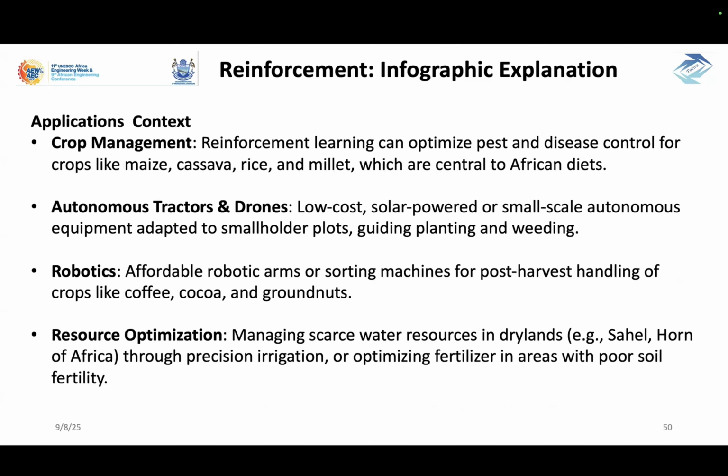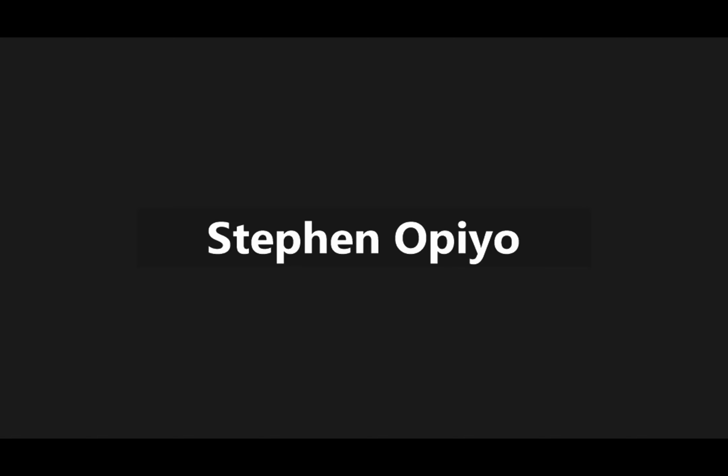So what are the applications? Crop management: reinforcement learning can optimize pest and disease control for crops like maize, cassava, rice, and so forth. Autonomous tractors and drones: especially drones are becoming cheaper. You can use low-cost solar power and small-scale autonomous equipment that can be adapted to small farming. Robotics has also become affordable and can be used for sorting machines, post-harvest handling, and so forth. Resource optimization: managing scarce water resources in drylands, for example the Sahel, and so forth.